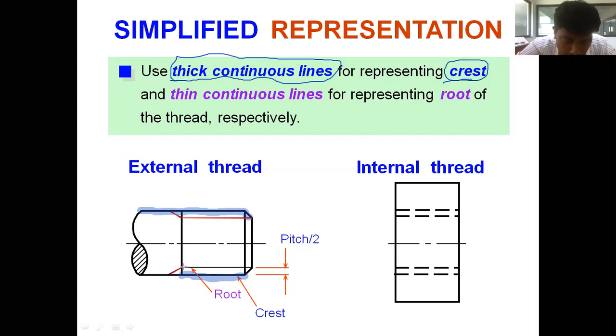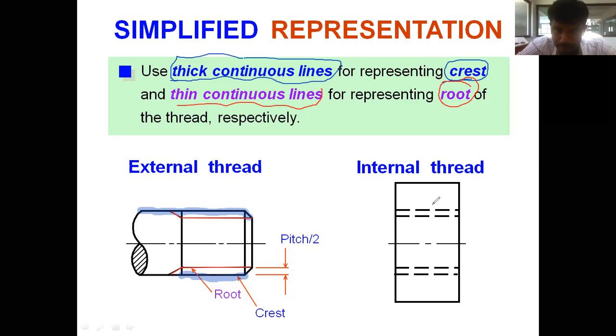So these are all the portions where we are having these roots. You can understand over here completely. So thick continuous line for the crest, and thin continuous line corresponds to, or is representing, the root of a thread. You can see this also. So the center line is the axis of the thread.